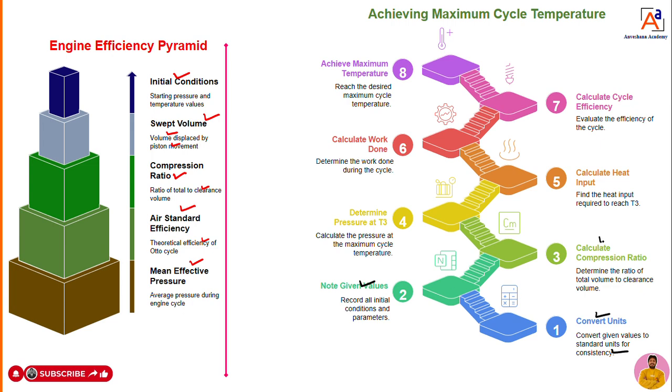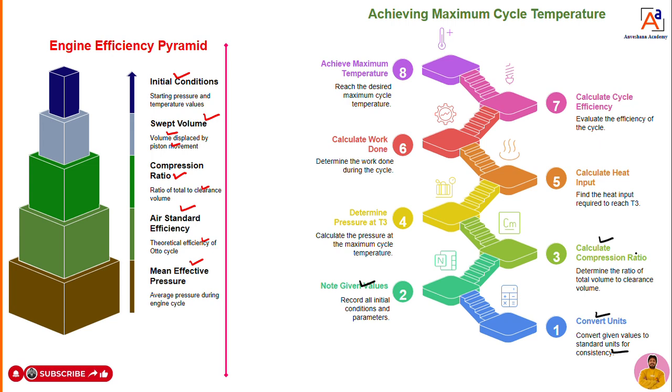Then third step, calculate the compression ratio. Sometimes he will give the bore diameter, sometimes the stroke length. With the help of that data, you must calculate the compression ratio. But in this problem he has given the total swept volume. Then you can calculate the swept volume for an individual cylinder.